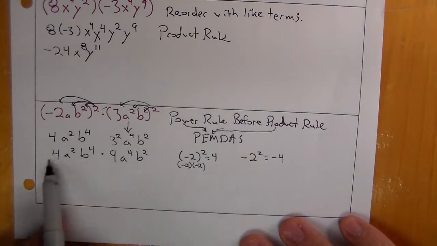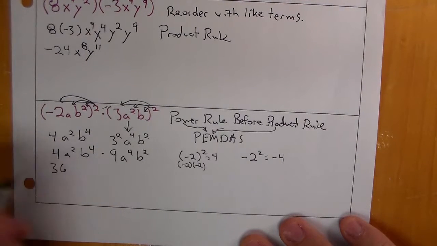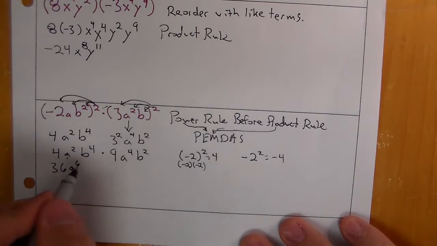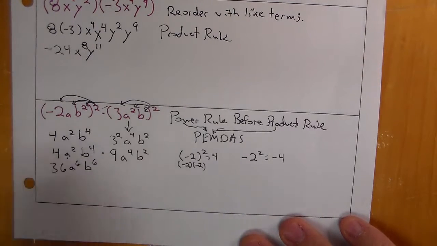Now in the last set, I'm going to put my coefficients together. It gives me 36. A squared and a to the 4th is a to the 6th, and b to the 4th and b squared is b to the 6th.